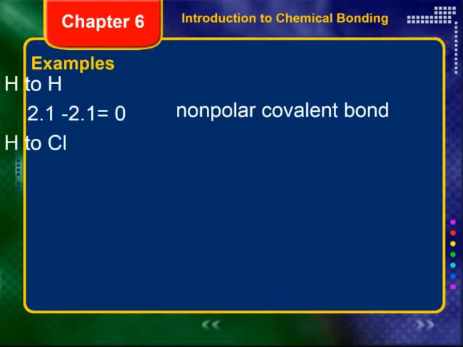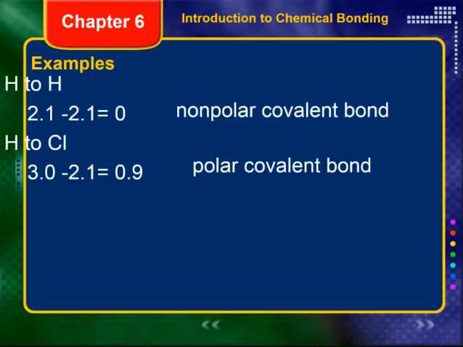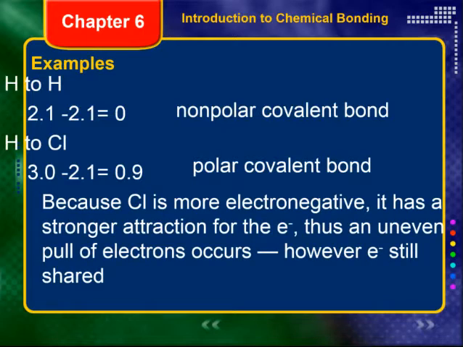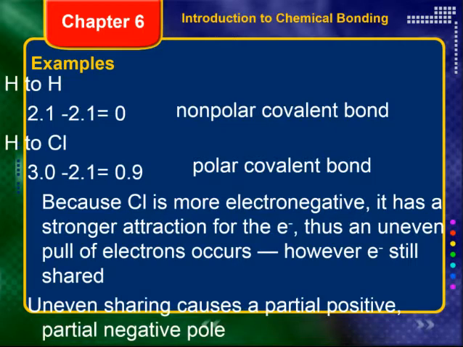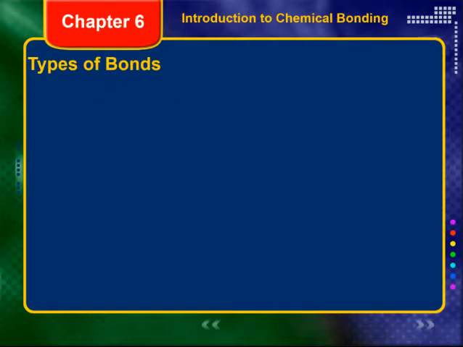Well, what about two elements that are not identical? How about hydrogen, still having a 2.1 electronegativity, and chlorine, which is coming in at 3.0 electronegativity? The difference is going to be 0.9. That's going to be a polar covalent bond. Because chlorine here is more electronegative than hydrogen, it is going to have a stronger attraction for the electrons in the bond. Therefore, an uneven pull on the electrons is going to occur. However, the electrons are still being shared. They're not being transferred. This results in a partial positive and partial negative pull.